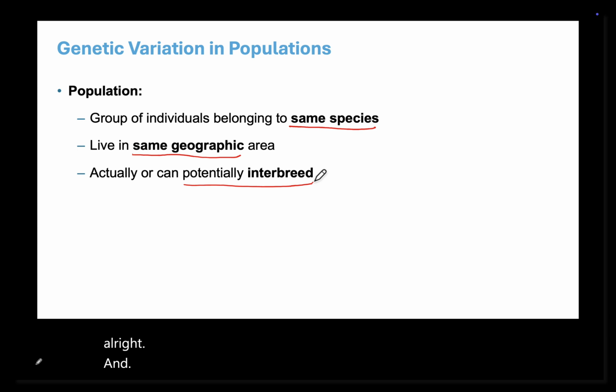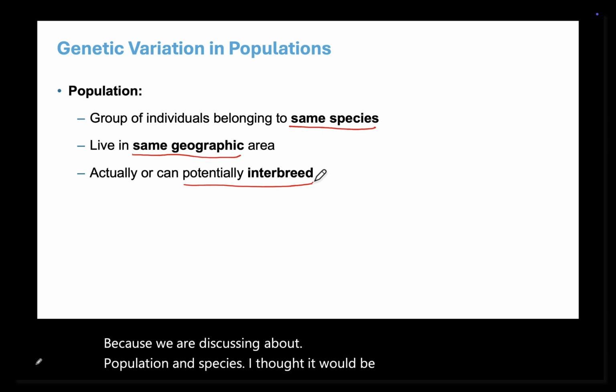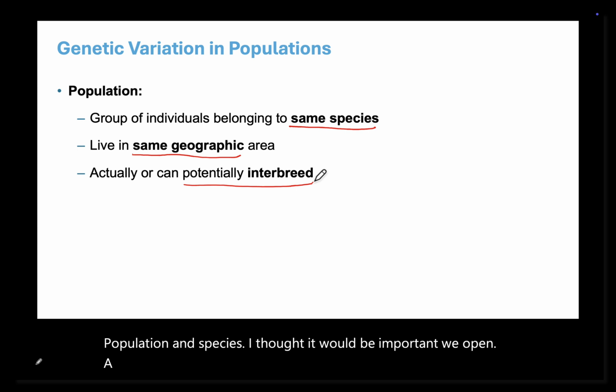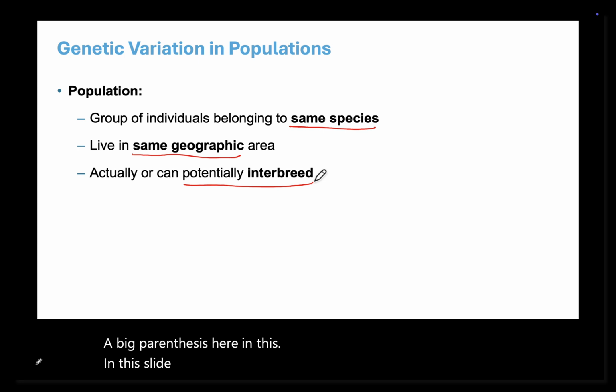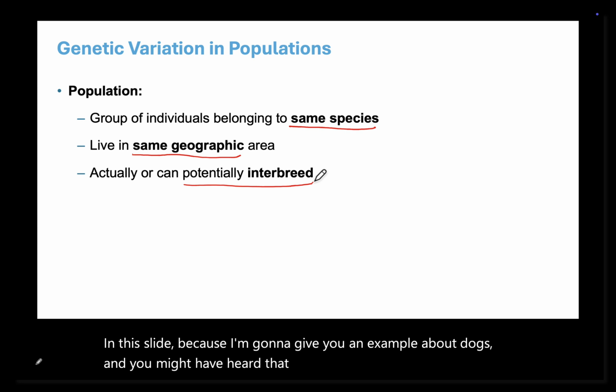And because we are discussing population and species, I thought it would be important we open a big parenthesis here in this slide, because I'm going to give you an example about dogs, and you might have heard that dogs have races or dogs have different breeds.